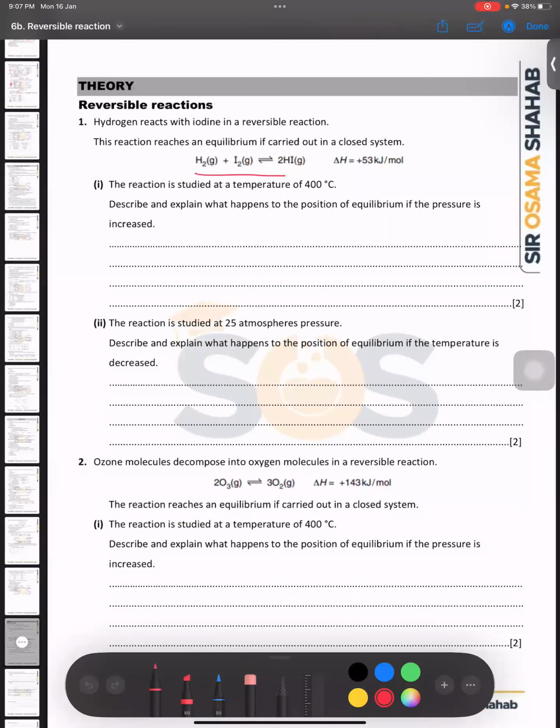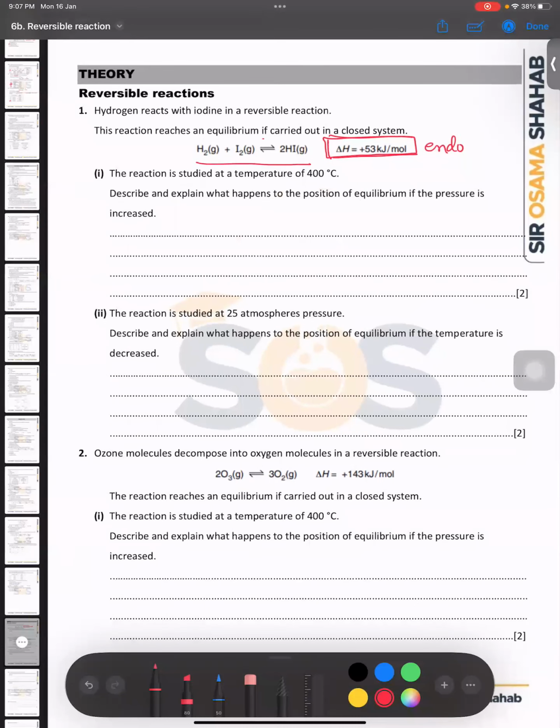This is the question or equation, and you can see this. The main thing is over here, this energy change, and the energy change is positive, so the reaction is endothermic. We know that we have two reactions over there, the forward and the backward. They are talking about the forward reaction being endothermic, and then definitely the backward, which is the opposite one, is exothermic. The reaction is studied at a temperature of 400 degrees Celsius.